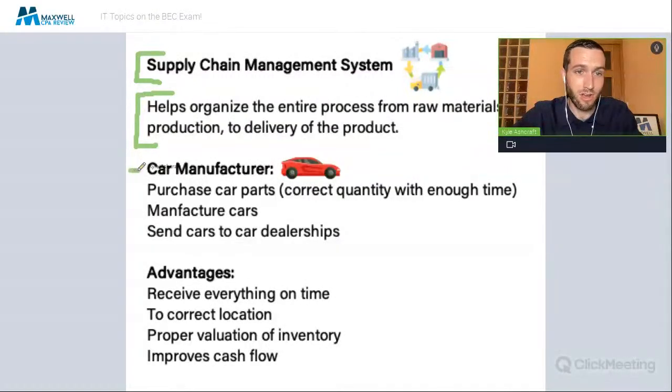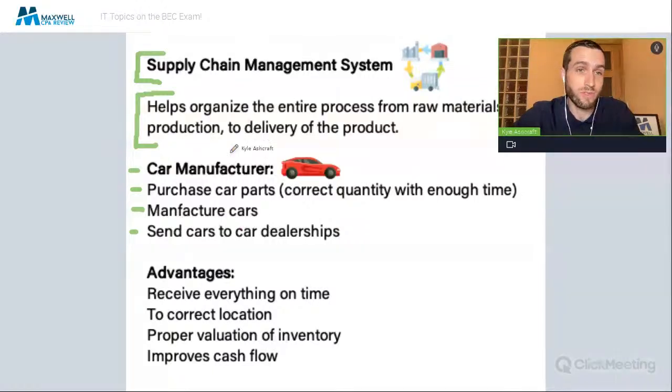So if we imagined a car manufacturer, then they have to purchase the car parts to make sure they have enough quantity and enough time for them. They have to then manufacture the cars, and they have to send the cars to the car dealerships. So this system would help them to kind of organize everything together.